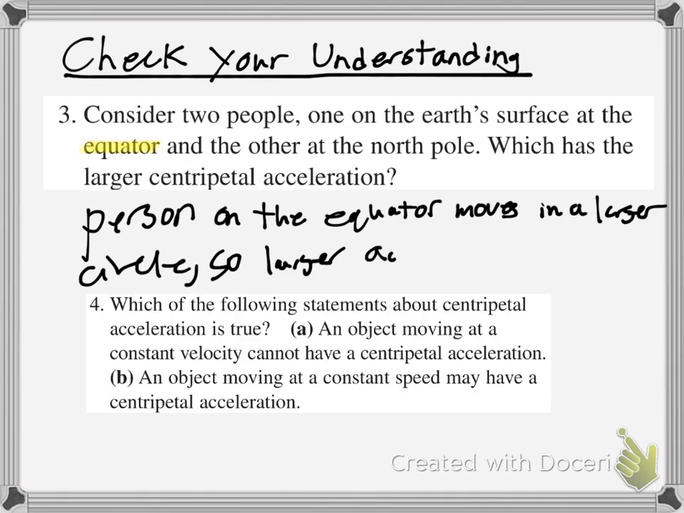The next check your understanding: which of the following statements about centripetal acceleration is true? A, an object moving at a constant velocity cannot have a centripetal acceleration, or B, an object moving at a constant speed may have a centripetal acceleration. The correct answer is B, because an object moving at a constant speed, as detailed in the first section, does not mean it has zero acceleration. There still may be a centripetal acceleration if the object is moving in a circle or along a curve, where the velocity vector changes.